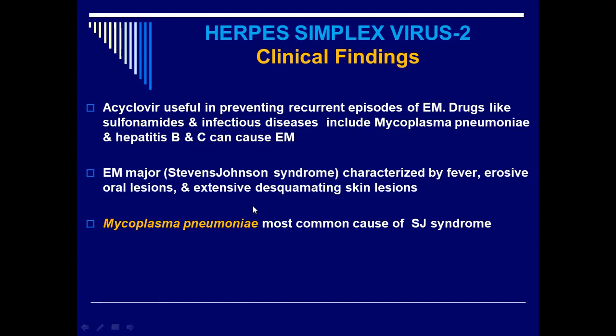This is what we call erythema multiforme, also known as Stevens-Johnson syndrome. So you have some fever, oral erosive lesions, and desquamation of the skin lesions. Mycoplasma pneumoniae is the most common cause of Stevens-Johnson syndrome. So you can have all these lesions in the case of Mycoplasma pneumoniae also, just to give you a comparative microbiology clue about which other bacterial infections can lead to the formation of erythema multiforme, or what we call Stevens-Johnson syndrome, which is really a response to the antigen.